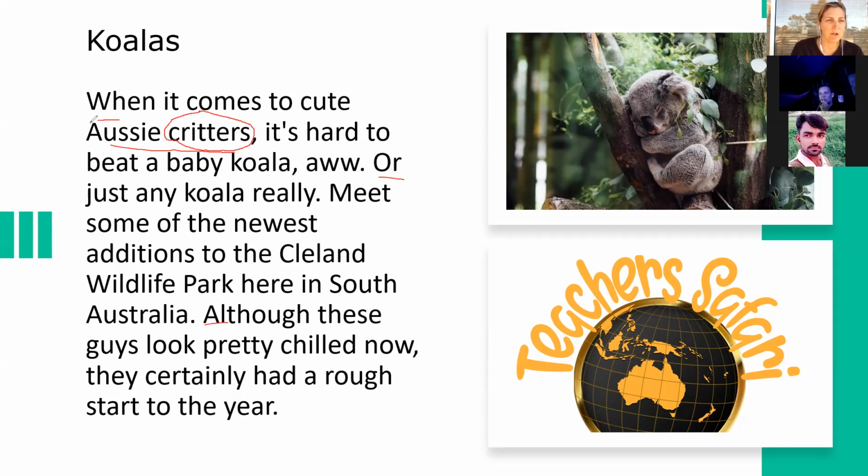So Aussie is short for Australia. So Aussie is also a short word. So you have two new slang Australian words, okay? Aussie critters, the little animals of Australia. So the cute little animals, the Aussie critters, okay?